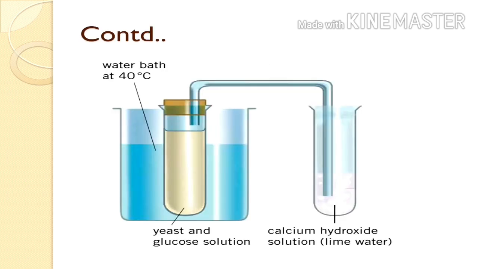Let's consider an experiment. If yeast is mixed with glucose and water and put in a warm place, it will start to ferment. Means the process of fermentation has started. In fermentation of yeast, glucose breaks down to produce carbon dioxide and release energy. This gas, that is carbon dioxide, turns lime water milky. Lime water is also called calcium hydroxide.